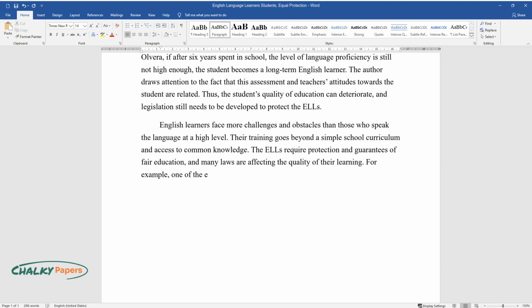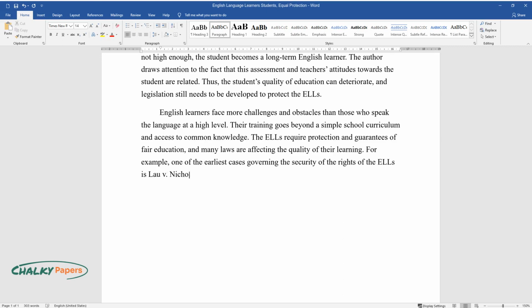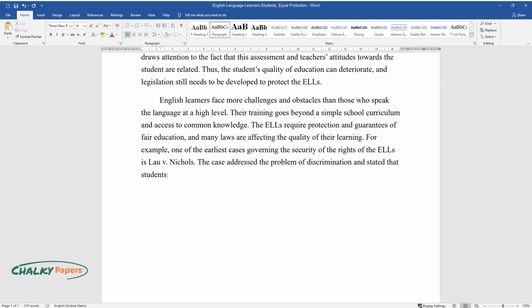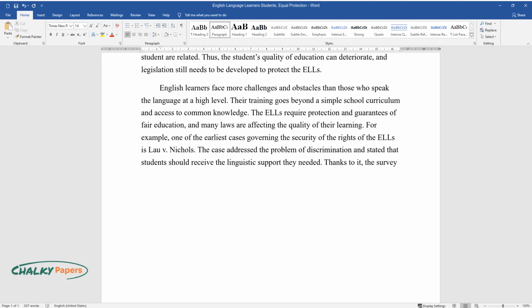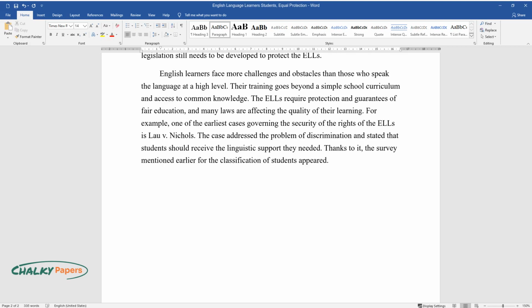For example, one of the earliest cases governing the security of the rights of the ELLs is Lau v. Nichols. The case addressed the problem of discrimination and stated that students should receive the linguistic support they needed. Thanks to it, the survey mentioned earlier for the classification of students appeared.